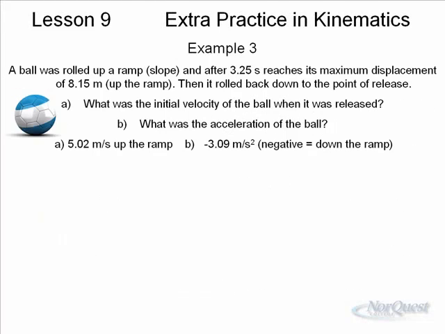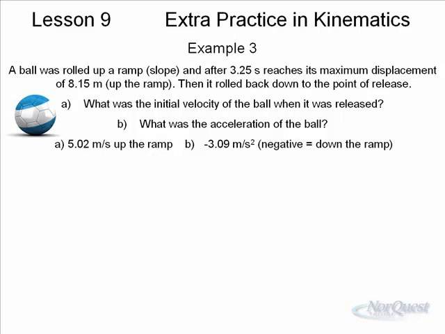So the third example, a ball is rolled up a ramp. Draw a picture, and after 3.25 seconds it reaches its maximum displacement. And of course that means that it's stopped rolling up. If it's stopped rolling up but it hasn't started coming back down yet, then you know at that point the velocity is 0. So at the highest point the velocity is 0. What was the initial velocity? What was the acceleration on the ball? All right, these ones are found, of course.